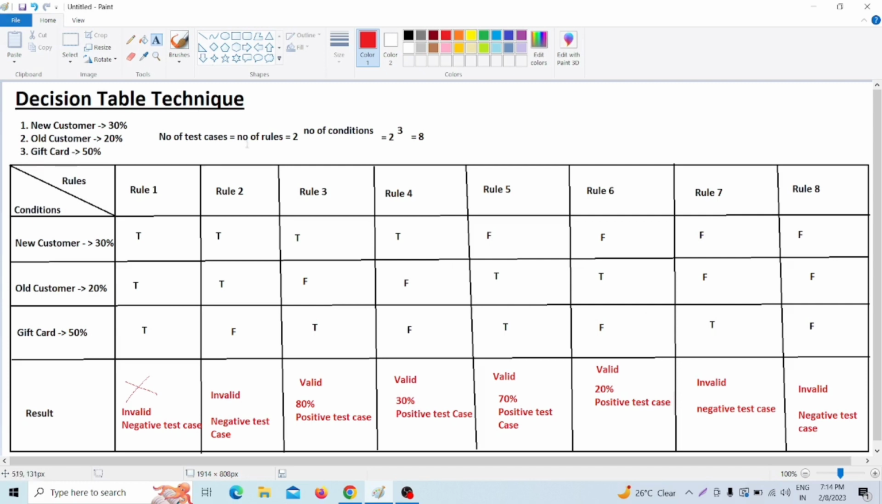And here each rule will be a test case. So each rule will be a test case. So that is the rule, it is one test case. This is the rule, this is one test case. Okay. So here each rule will be one test case. That means here a total of 8 cases are there. So now you guys are clear about that.